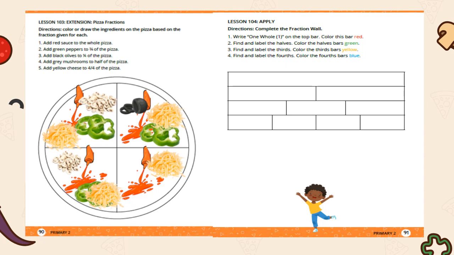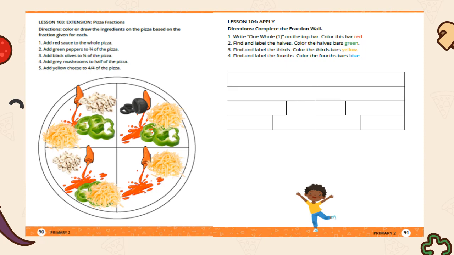Number 4, add gray mushrooms to half of the pizza, so we put it in the half. Number 5, add the yellow cheese to 4 over 4 of the pizza. 4 over 4 means all the pizza, the complete pizza. So we put it.